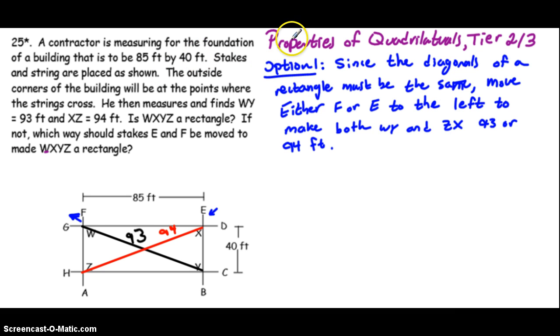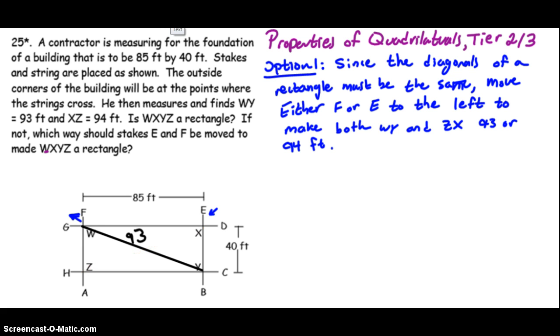So to sum it up, option one, since the diagonals of a rectangle must be the same, you can either move F or E, the way we talked about, to make both WY and ZX either both 93 or both 94 feet. In any case, it's got to be the same for it to be a rectangle.